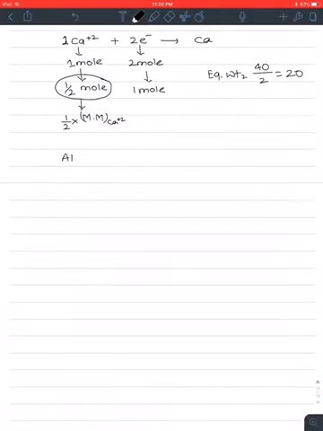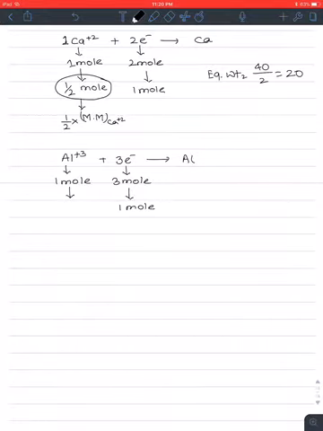Suppose I'm having Al plus 3. So Al plus 3 will gain 3 electron to get converted to aluminium. Now again from stoichiometry we can say that 1 mole of aluminium will combine with 3 moles of electron. So with 1 mole of electron, whatever weight of aluminium will react will be its equivalent weight. If with 3 moles of electron 1 mole of aluminium is reacting, then with 1 mole of electron, how many moles of aluminium will react? That will be 1 by 3 mole.